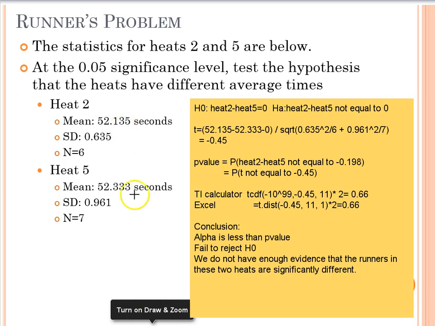You can see in our two samples that there is a difference, but again, this is just samples, and if we were to sample more runners, we might see that the two heats actually reversed. So again, based on our sample, we just don't have enough evidence that there is a difference between these two heats.